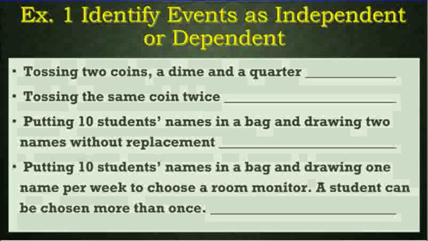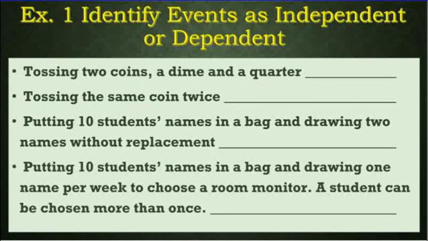Next one, tossing 2 coins, a dime and a quarter. It doesn't matter what you get on one coin because both coins have a heads and a tails. So the chances are even, so it stays as independent. Tossing the same coin twice, that's the same as the first one. It's an independent event. What you get on the first flip does not change the probability of getting a head on the second one.